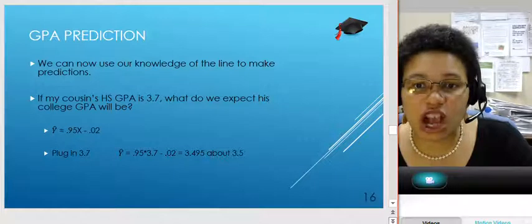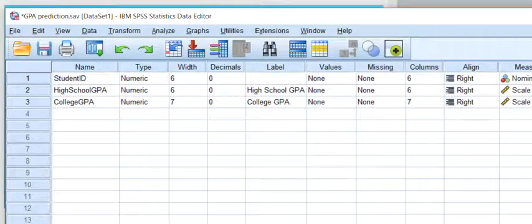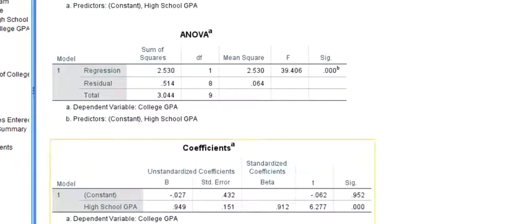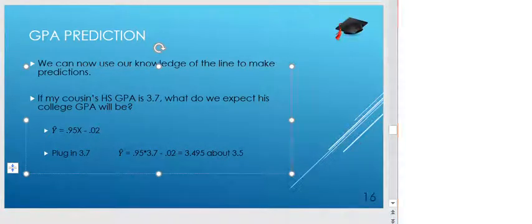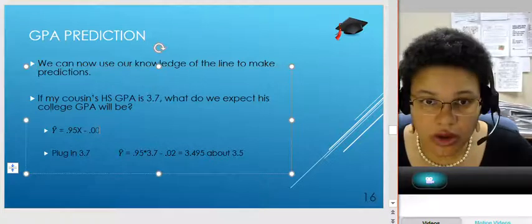We can now use our formula, and again that was minus 0.027, which rounds to 0.03. So this should be 0.03.